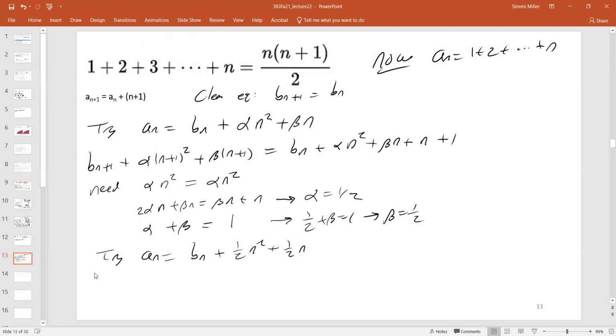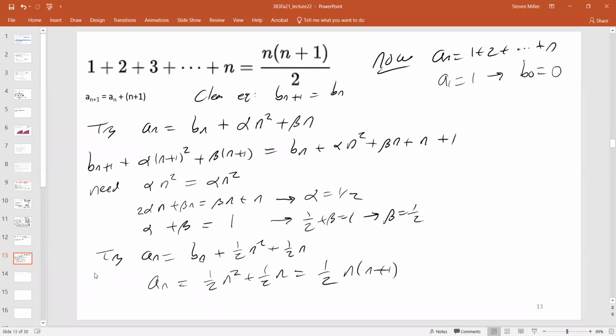We know Bn equals B0, so let's just write B0 over there. We need just one value of A. What does A1 equal? 1. Therefore, what will B0 equal? 0. And so now we get an is 1/2 n squared plus 1/2 n, and in a remarkable bit of factorization, it's 1/2 n times (n plus 1). And so from this, we are able to get the explicit formula for an just by guessing.